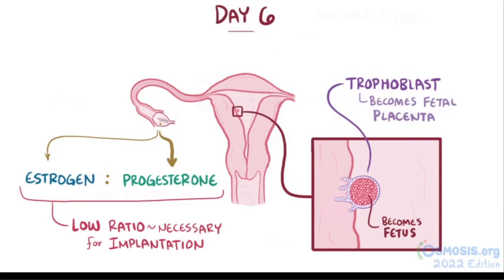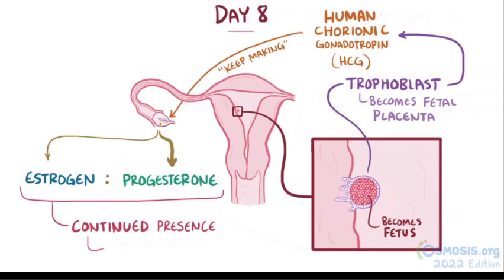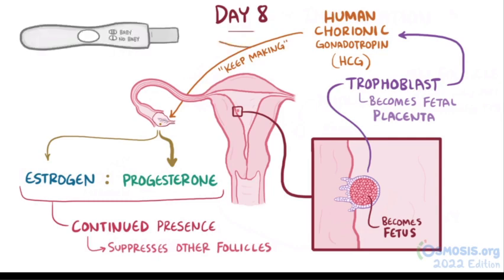Those trophoblast cells start to produce a hormone called human chorionic gonadotropin, or HCG, around day 8. And this is important for 2 reasons. 1, it's the hormone that lets the corpus luteum know that there has been a successful implantation into the endometrium, and that it should continue to make estrogen and progesterone. And it's the continued presence of estrogen and progesterone that suppresses other ovarian follicles from maturing. And 2, HCG is the hormone that most pregnancy tests are able to detect, causing a little sign to form, which can happen as early as day 9.